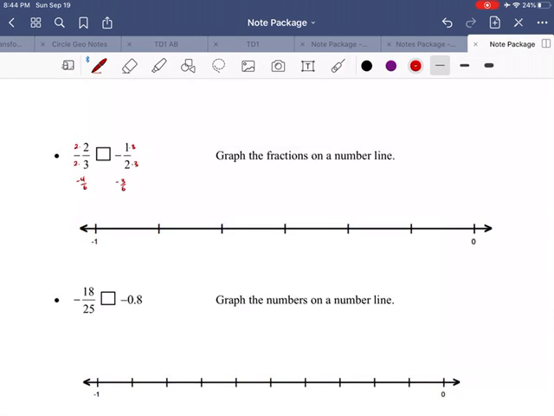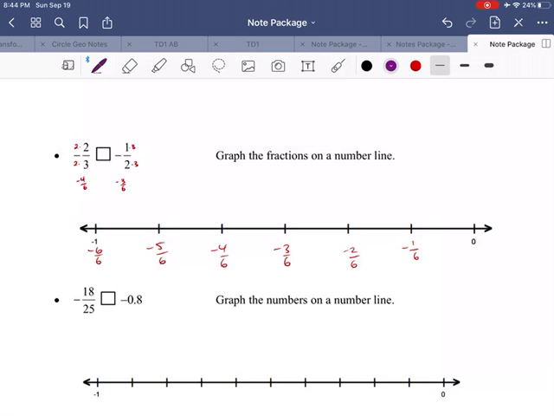So how many spots do we have between 0 and 1? 1, 2, 3, 4, 5, 6. Perfect. That means each one of these is a sixth. So negative 1/6, negative 2/6, negative 3/6, negative 4/6, and this would actually be technically negative 6/6, which reduces to negative 1. So let's graph these bad boys.